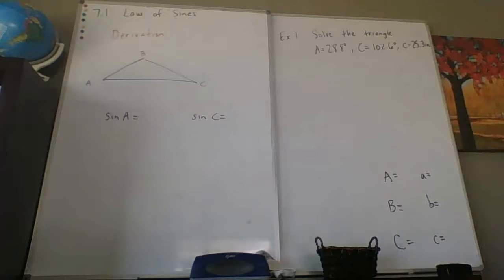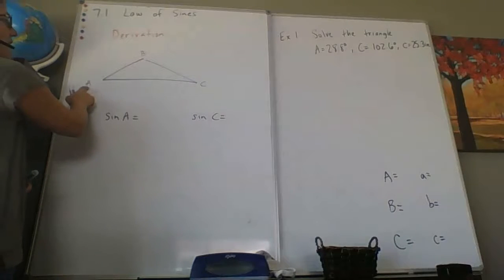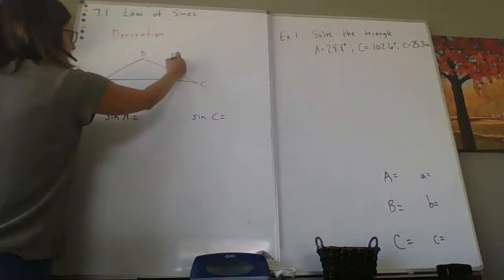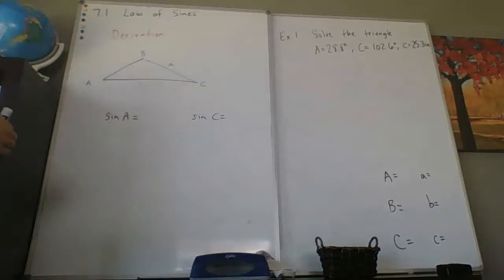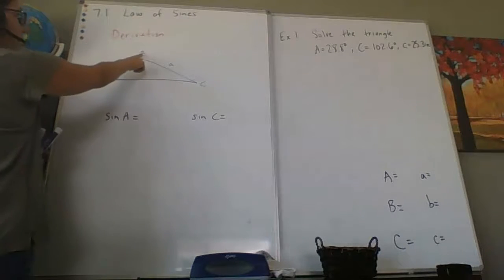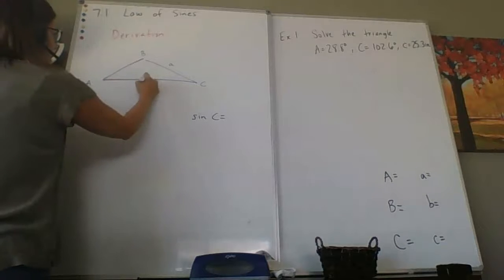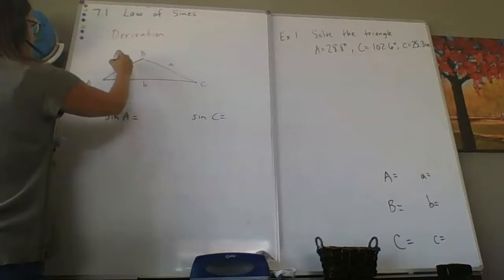Let's look at triangle ABC, which is not a right triangle. First, I will label the sides. If this is point A, then the side opposite needs to be side a. Notice we use uppercase letters for the angles or the vertices of the triangles and lowercase letters for the sides. So opposite angle B will be side b and opposite angle C will be side c.